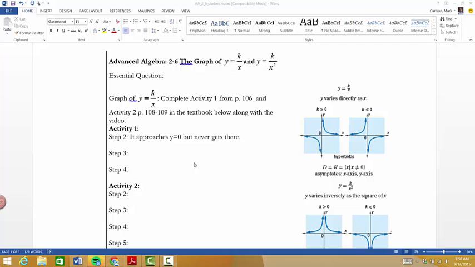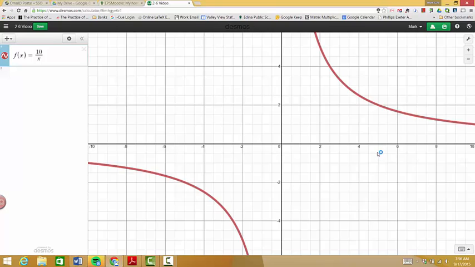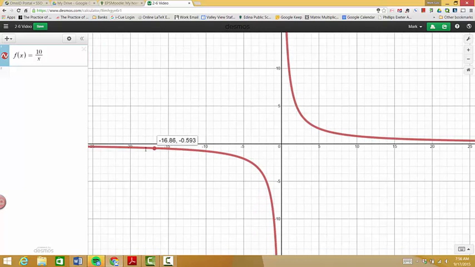Alright, step 3 asked us to start on the left-hand side of x equals 0, in other words, the negative x values, and continue to decrease, going away from 0, and see what happens. So let's do that. Let's take a look at our graph again, and I'm going to zoom back to that starting point. If you just press home, it will do that. Now I'm over here in my negative x values, and as it gets more and more negative, once again you'll notice it's doing the same thing. It's approaching 0, but it's never touching it.